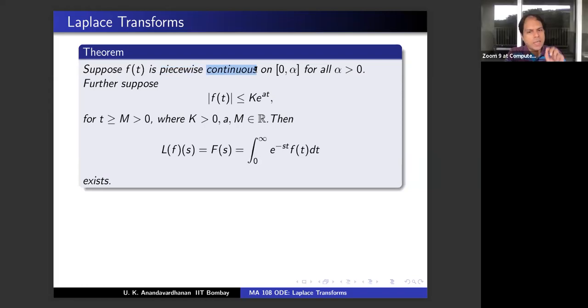So what is the key word now? This is correct. After splitting, 0 to M you don't have to worry, because it's on a closed interval and f is continuous, e^(-st) is continuous, and therefore the Riemann integral will exist. M to infinity, you need to give a proof, and you are saying s bigger than a you will use, and you may also use integration by parts, which is what we have done earlier. So that is the proof.